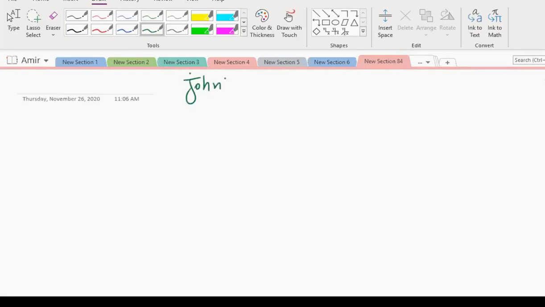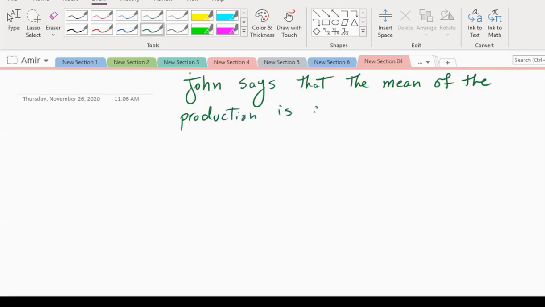John says or claims that the mean of the production is now 500 grams.